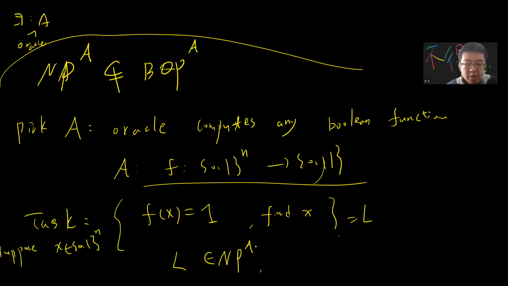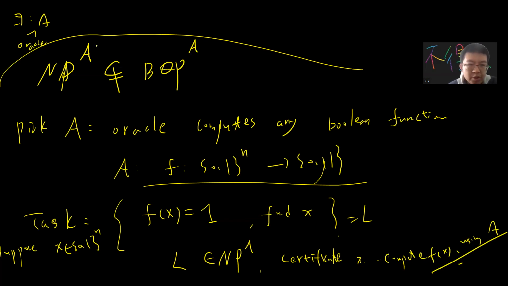The certificate is just X. In general, if your f is very large, maybe it is very hard to compute, and maybe you need an exponential size circuit. But in this case, since you have been provided this oracle A, you can just compute f of X using A. So the oracle can solve this problem.